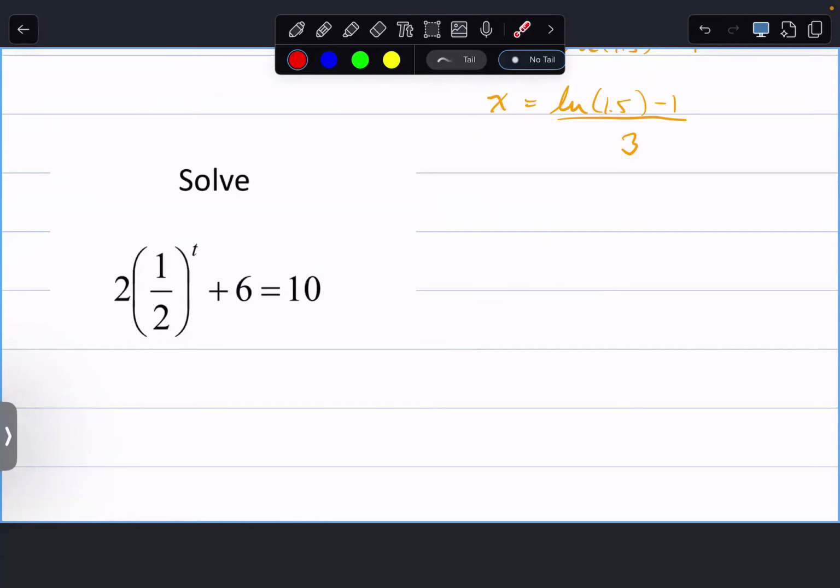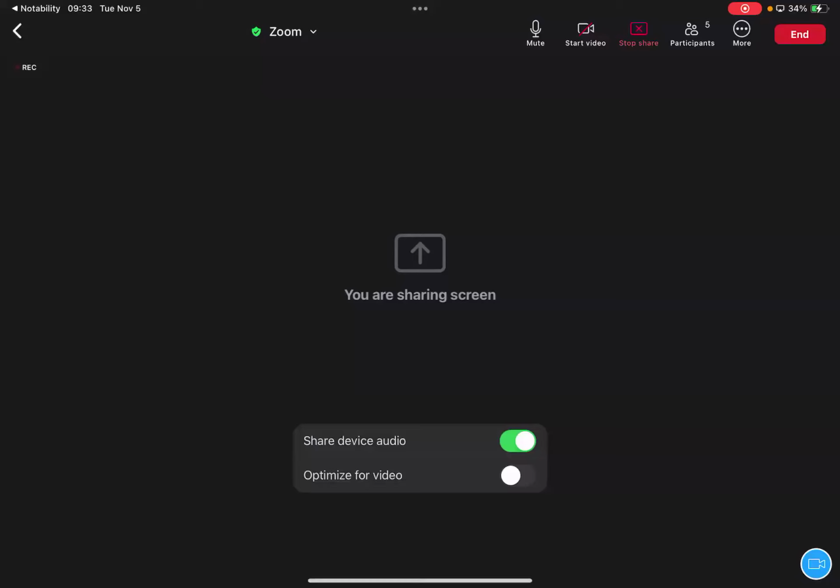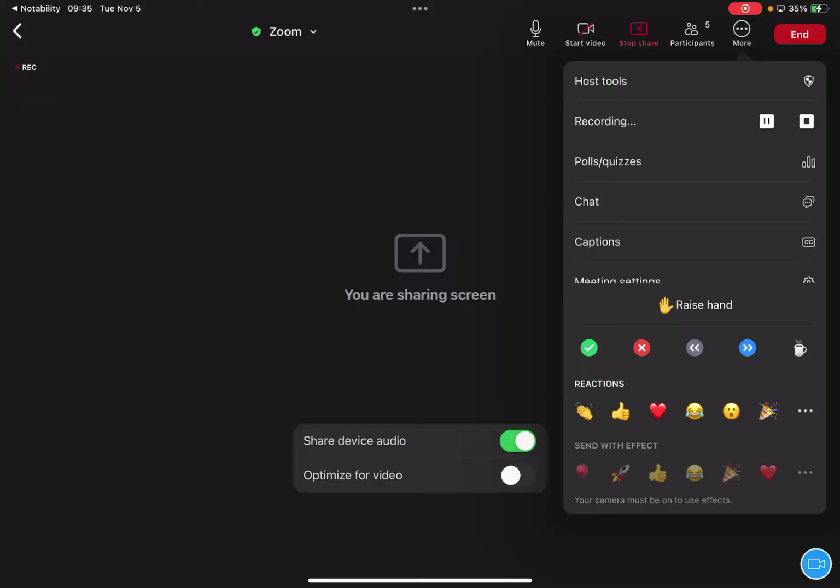If we have to solve 2 times 1/2 to the t plus 6 is equal to 10, right? We follow those same steps. And what I'm going to do is I'm going to give you a moment to isolate the exponential function and then take a log, any log, and try to solve for t. I'll even pause the recording so it's not a ton of dead air here. Pick this up again.